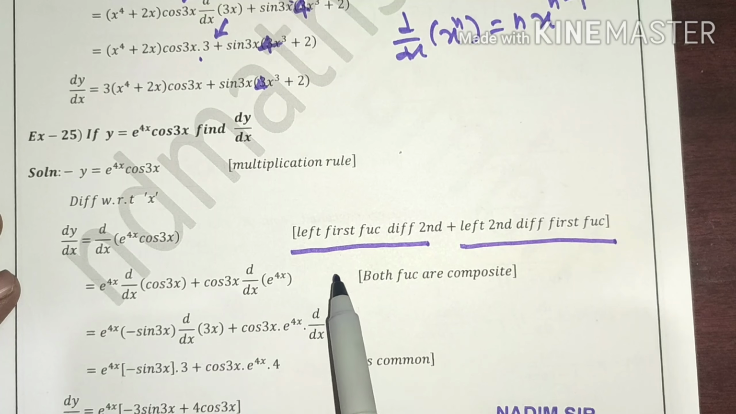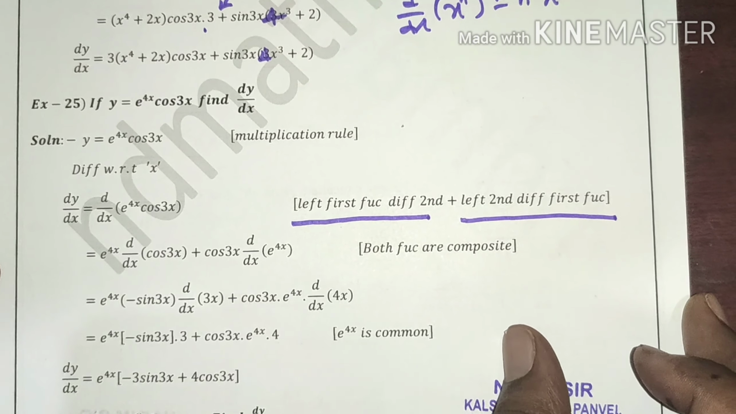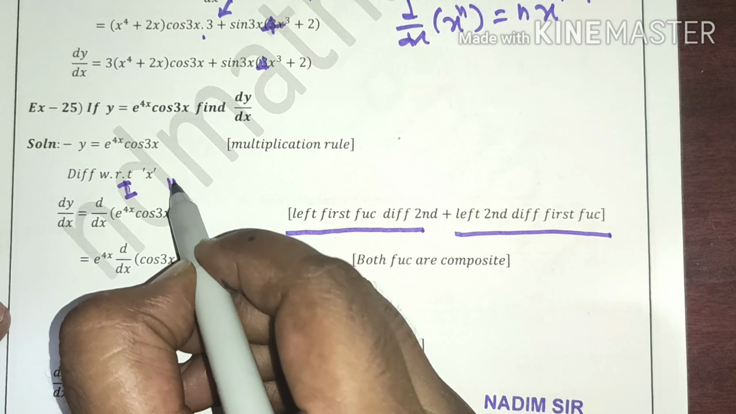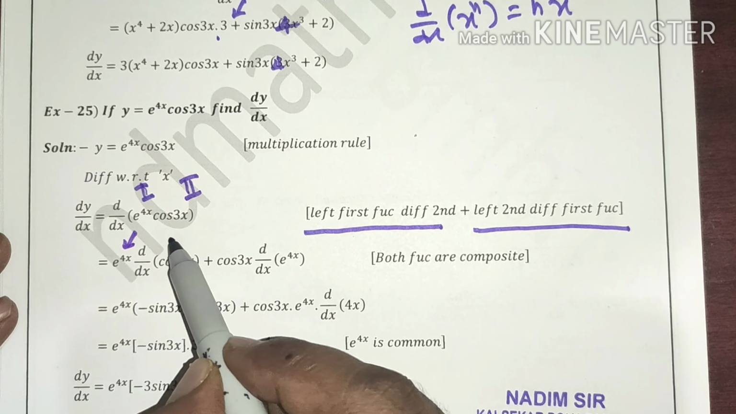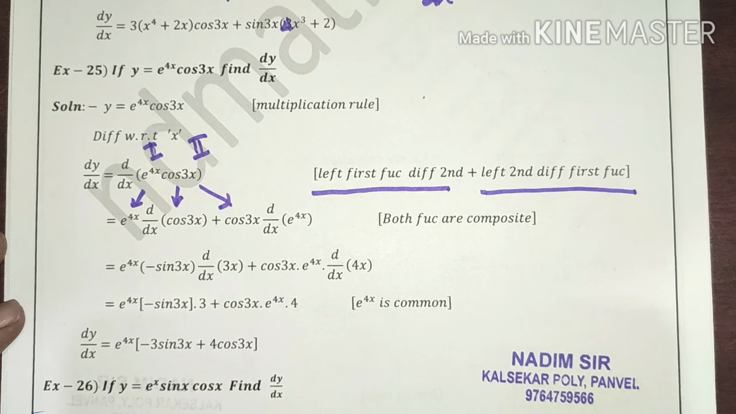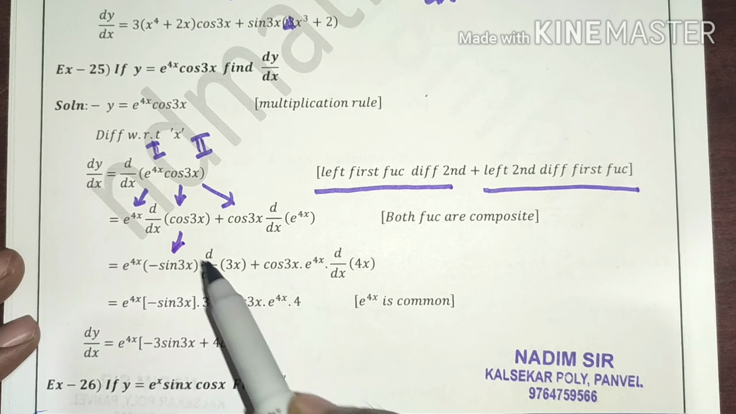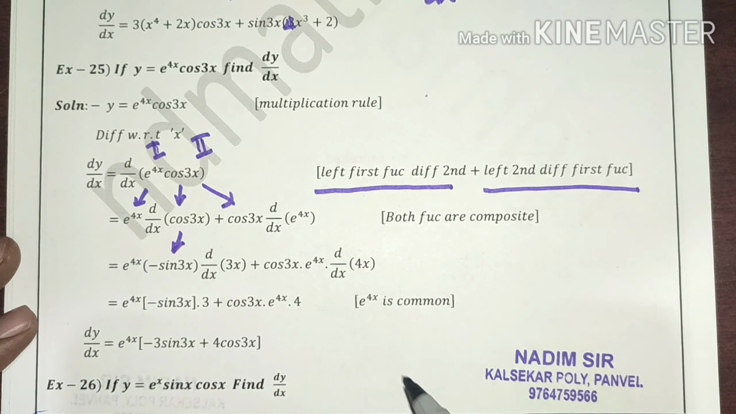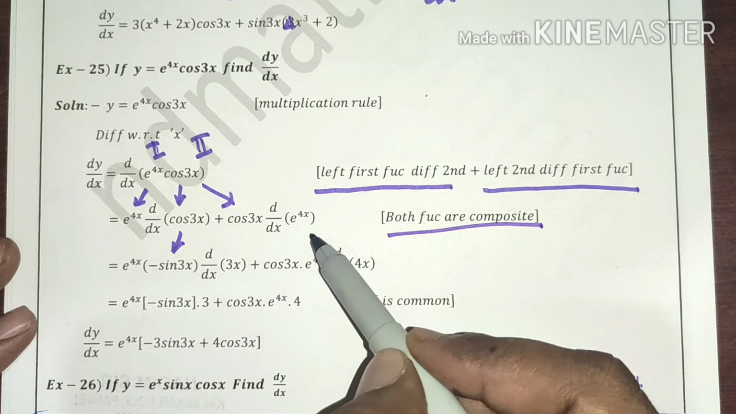Means that we leave the first, take the derivative of the second, plus leave the second, take the derivative of the first. So here the first function is e raised to 4x, the second function is cos 3x. So we leave first function, take the derivative of second, plus we leave second function, take the derivative of first. As we know, the derivative of cos 3x is minus sin 3x, and again the derivative of 3x, because it is a composite function. Both functions are composite here.